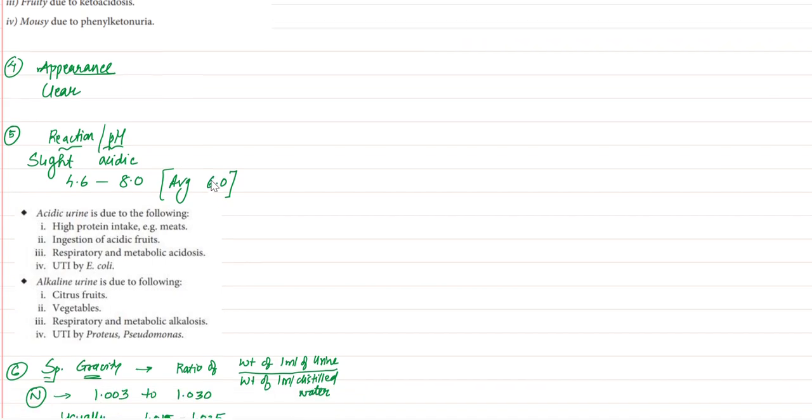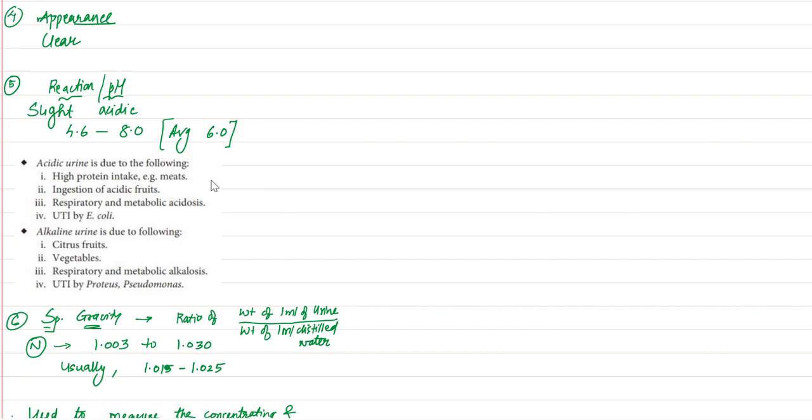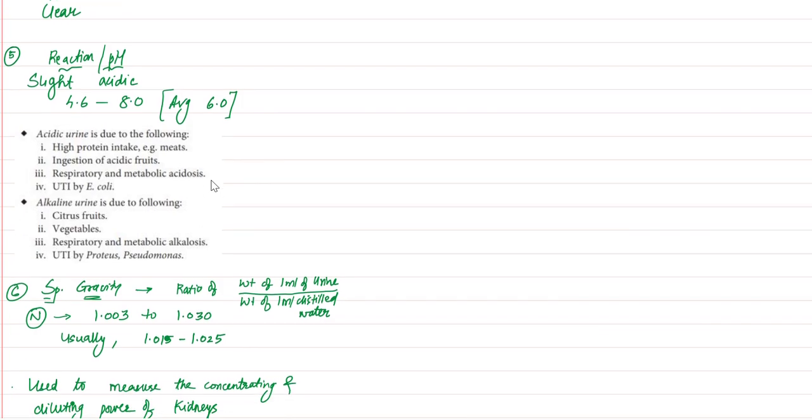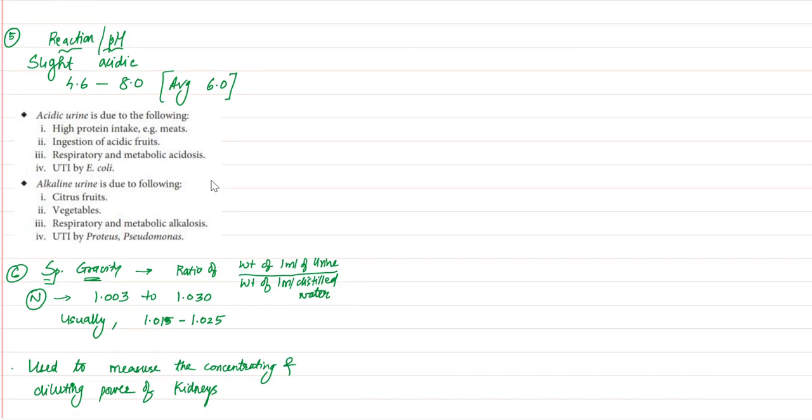Normal appearance is clear. Now we can see the reaction or pH. It is slightly acidic. The pH ranges from 4.6 to 8, average is around 6. Now if the urine is acidic, it can be due to high protein intake, for example meat, ingestion of acidic fruit, respiratory and metabolic acidosis, UTI by E. coli. Alkaline urine is due to citrus fruits, vegetables, respiratory and metabolic alkalosis, and UTI by Proteus or Pseudomonas.